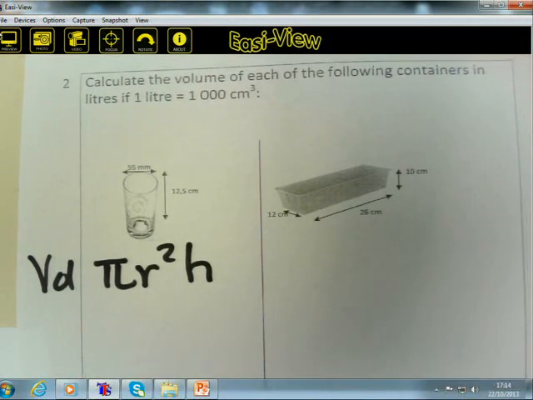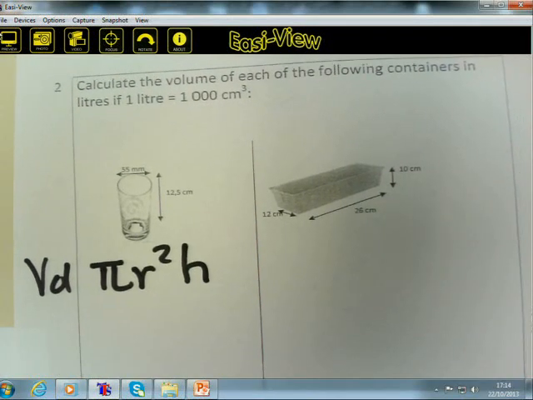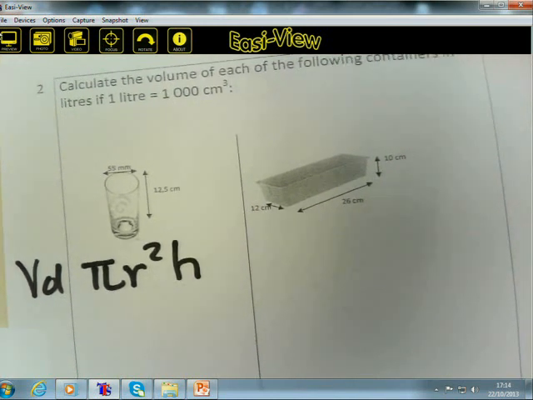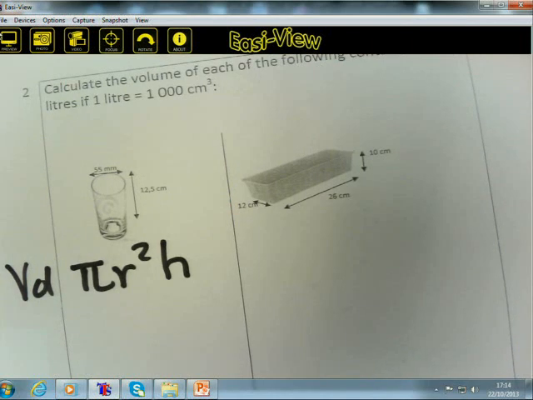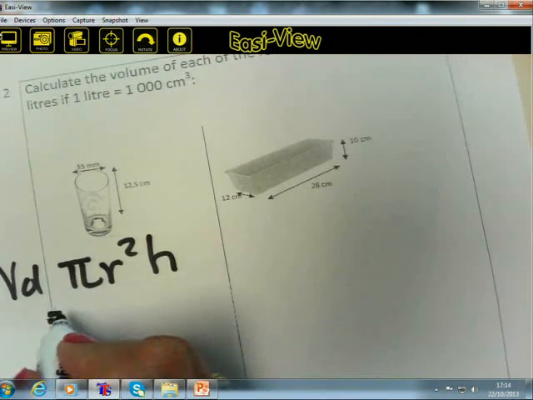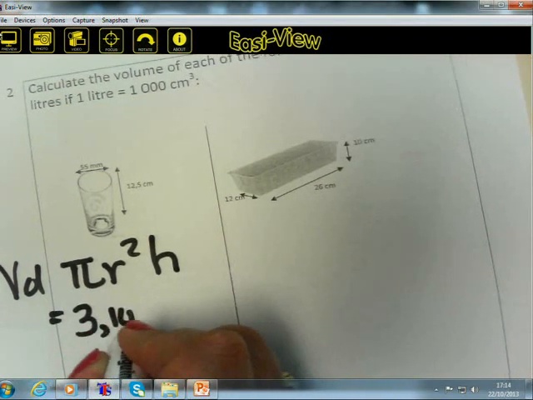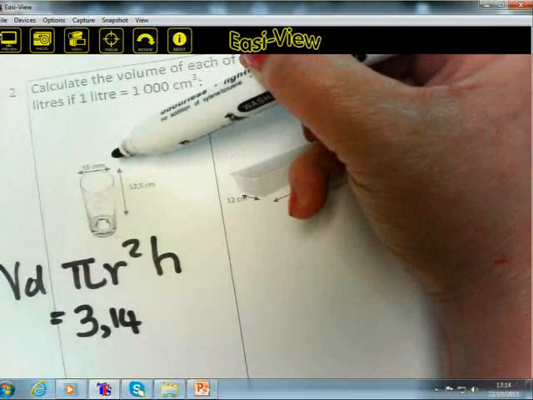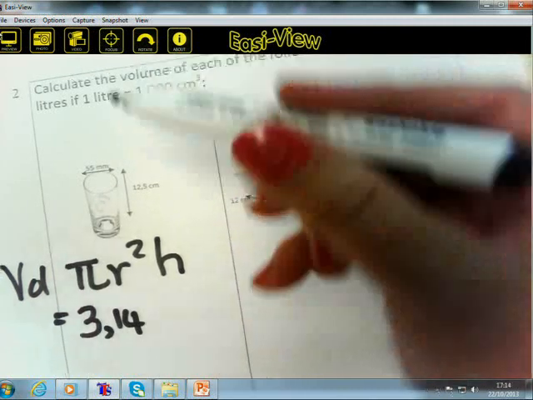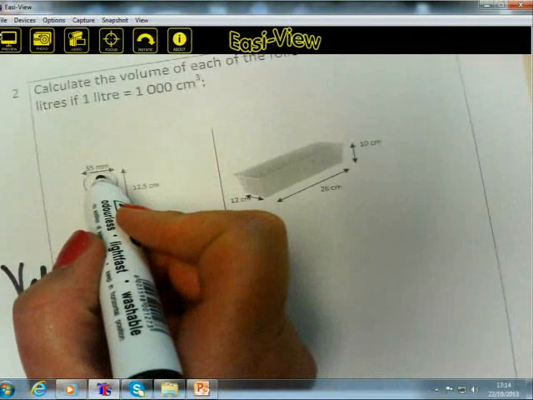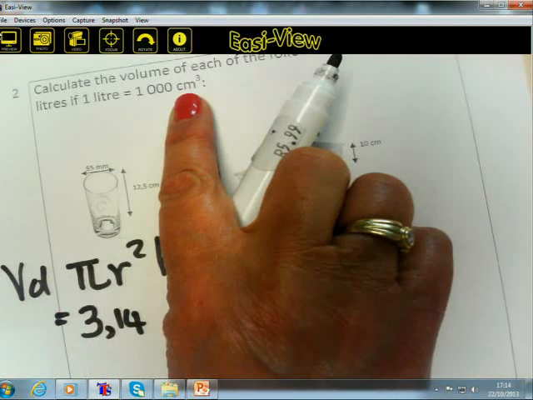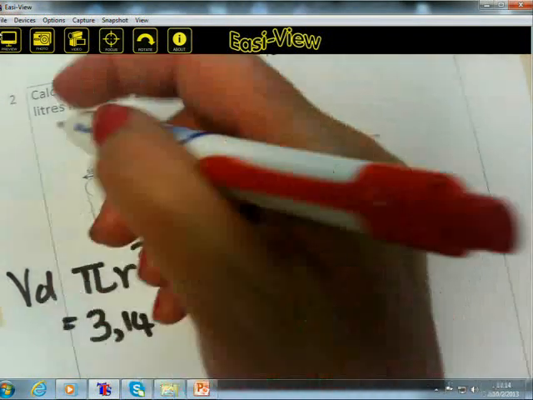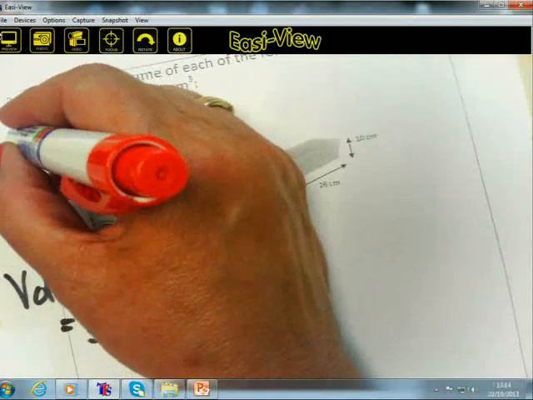Please remember, we only use pi when we work with circles. We don't have pi when it's rectangles and cubes. The pi is for the circle or the cylinders. Alright, pi is 3,14. The radius there, can you see that the diameter is 55 millimeters? And now we must go to centimeters. So let's convert that 55 millimeters first to centimeters.